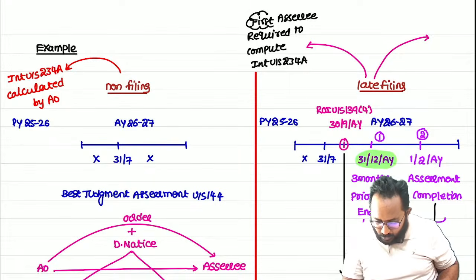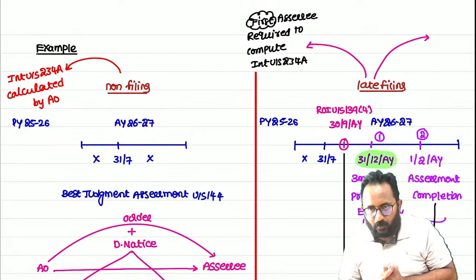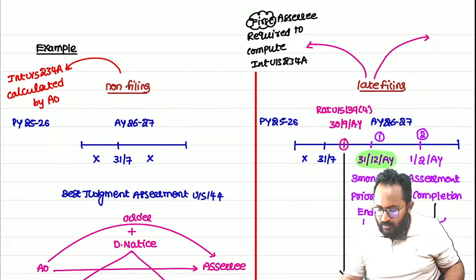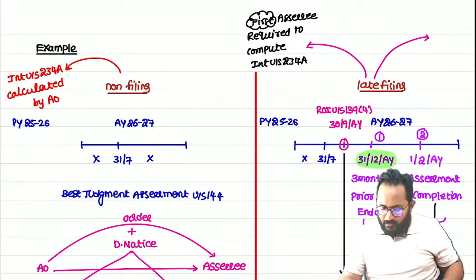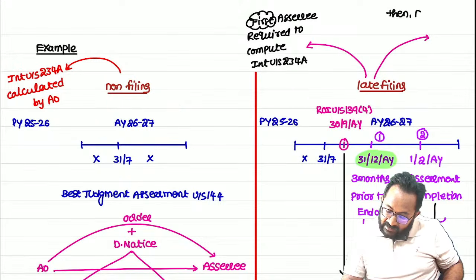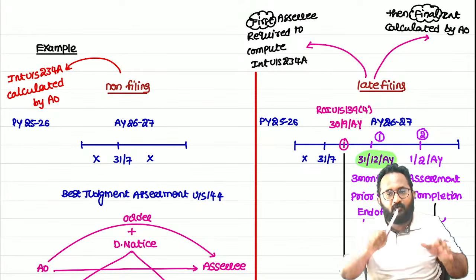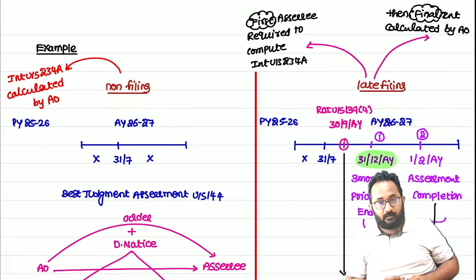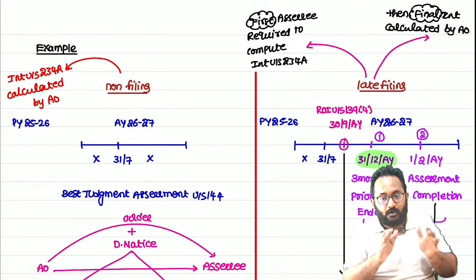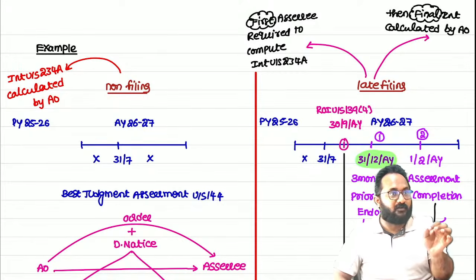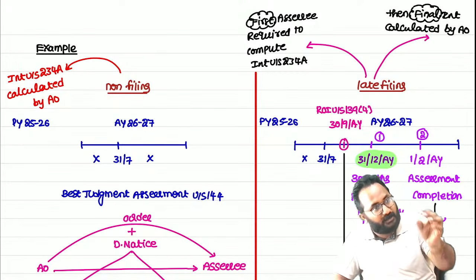First you can calculate, you can pay also. Then who will recalculate? Then the second, next one, the final interest is computed or calculated by the AO. This is what we can call the final interest. Now tell me, for 234A interest you have to remember whether it is non-filing or late filing, you have to ask.